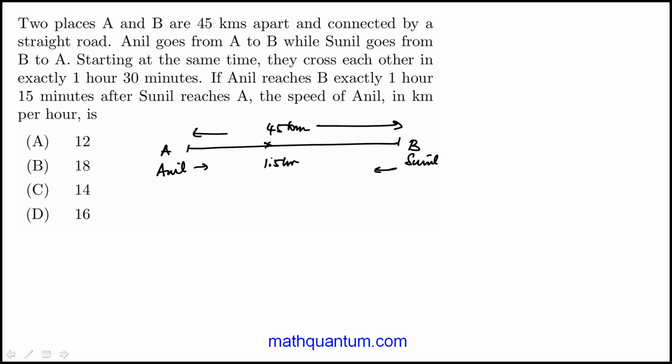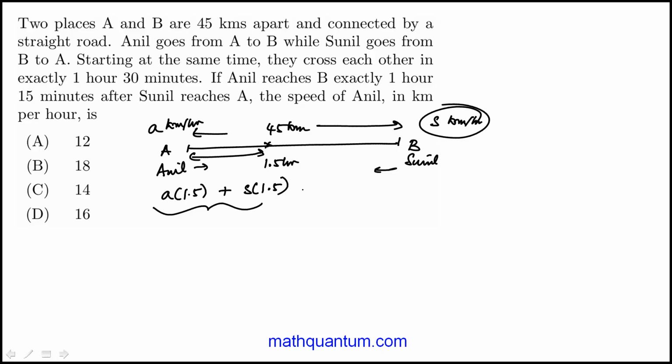Let's say they meet at this point, and I'll call the speed of Anil A so that I can keep track of it as a variable, and here S. So the distance covered by Anil would be speed times the time, so A times 1.5. And same thing, the distance covered by Sunil would be S times 1.5. And that sum has to equal 45 kilometers. That's the total distance they have collectively covered. So that simplifies to A plus S is 30, and these speeds are in kilometers per hour.